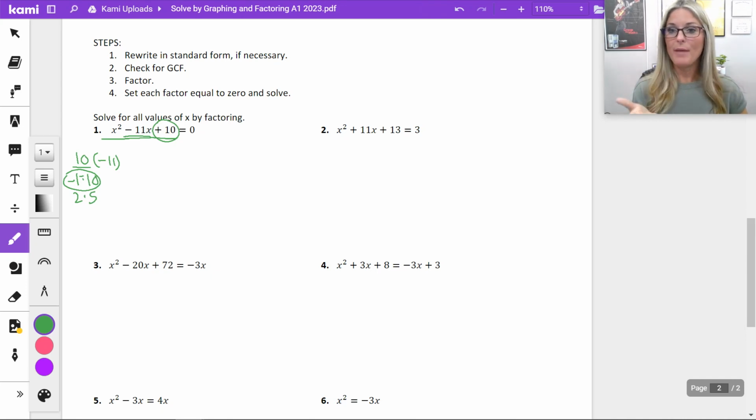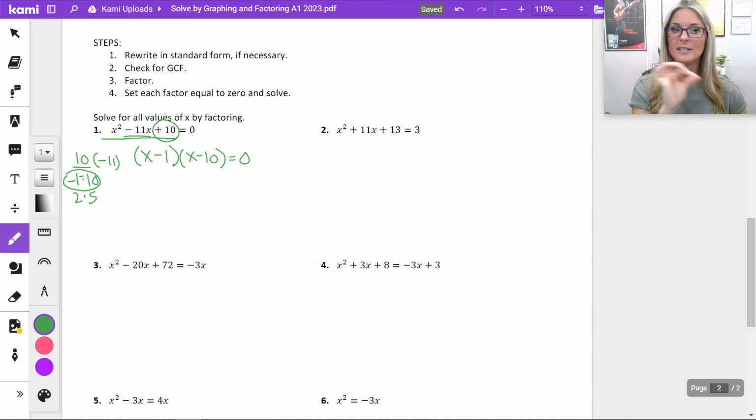So you may want to rewrite these 3 terms into 4 terms and use grouping. However, your fast track method for factoring this is going to be x minus 1 times x minus 10. I take those 2 values that I found and throw them into my binomials, respecting the positive or negative sign there, and I'm done. Okay, I have factored it. Let's look.